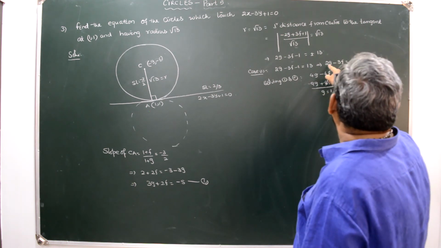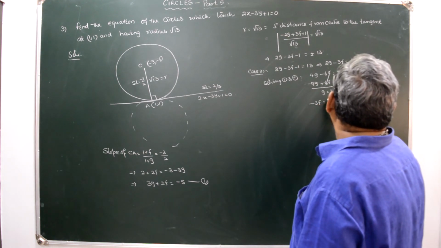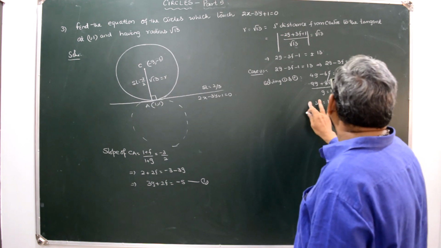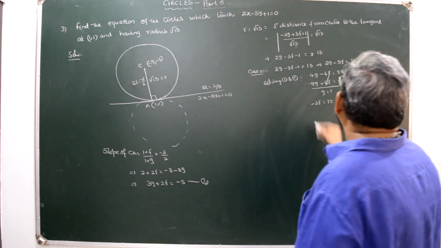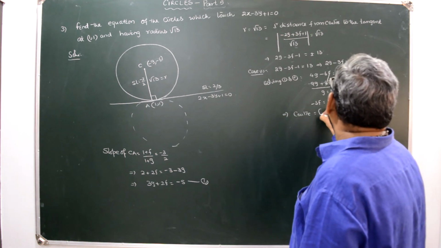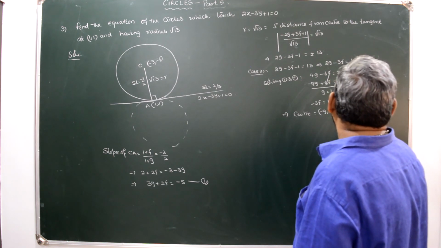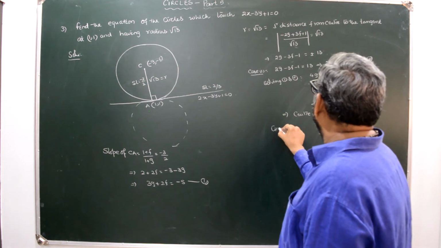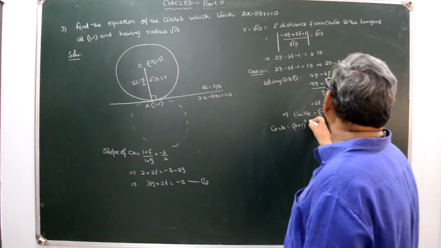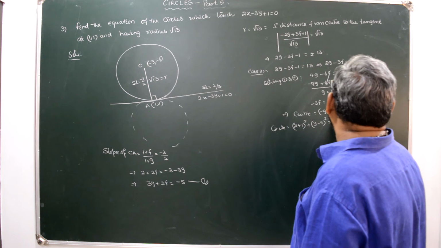Put g is equal to 1 here. 2 minus 3f is equal to 12. F is equal to minus 4. This implies the center is minus g, minus f, that is minus 1 comma 4. So what is the equation of the circle? X plus 1 whole square plus y minus 4 whole square is equal to 30.